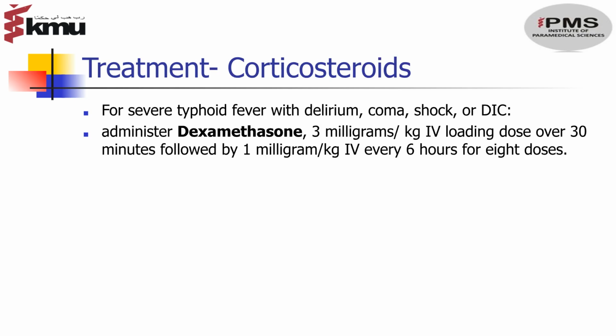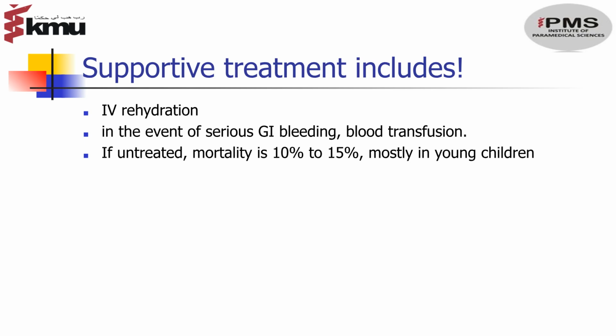For severe typhoid fever with delirium, coma, shock, or DIC, corticosteroids are administered. This involves a dexamethasone loading dose followed by subsequent IV doses over 8 administrations. Supportive treatment includes IV rehydration and blood transfusion in case of serious gastrointestinal bleeding. If left untreated, mortality is 10 to 15%, mostly in young children.